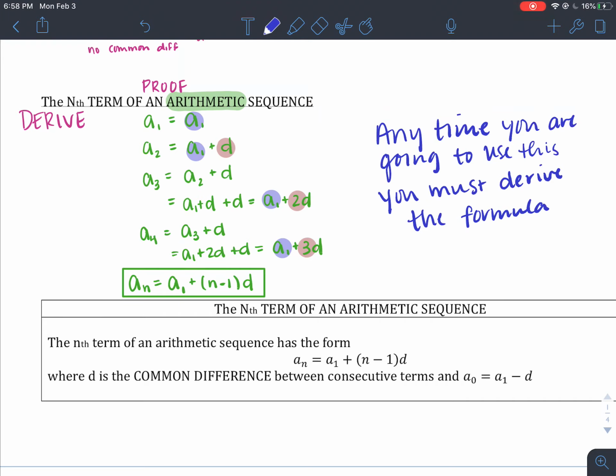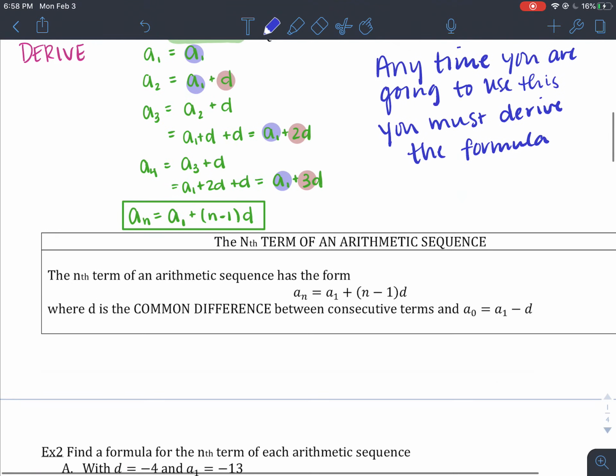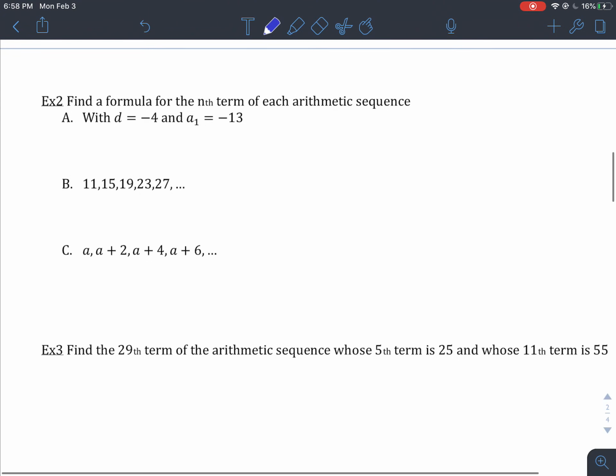So you must derive this. You must develop this formula on any quiz, test, worksheet that you're going to turn in for homework in order to use the formula. You have to derive it once, but then you can use it as many times as you want on that particular assessment. Going forward, each new assessment, you have to rederive it. So you need to know how to build this formula, just like we did here. But we've already derived it, so we get to use it.